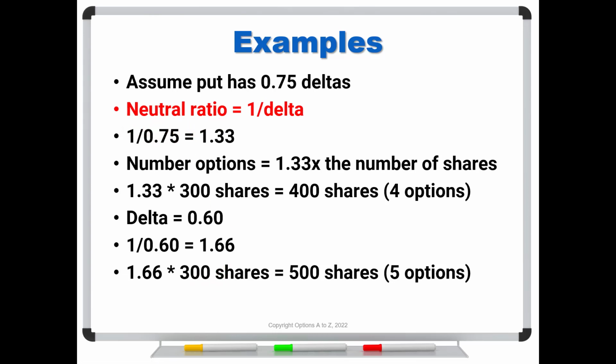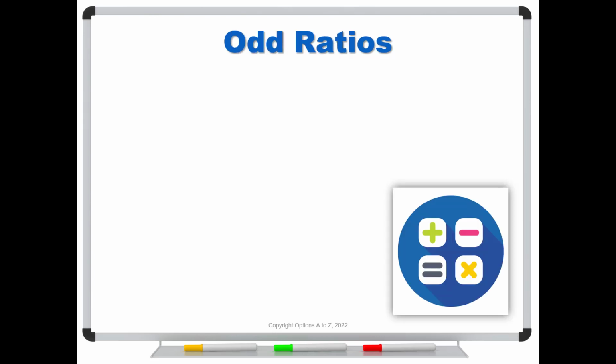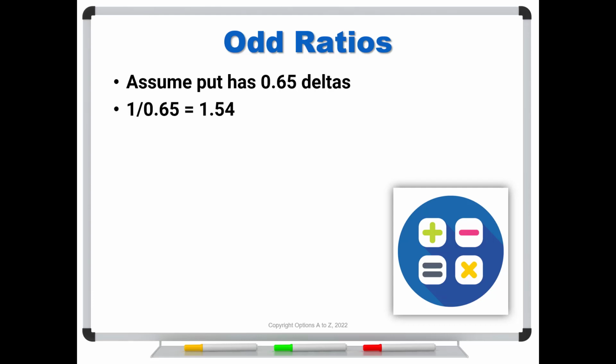Now in this example, I made it work out nice and easy. We've got 400 shares or 4 puts, or 500 shares and 5 puts. In the real world, that's probably not going to work out that clean and neat. So how do you handle it if you end up with odd ratios? Well, let's assume that the put option that you're looking at has a delta of 0.65. Take 1 divided by 0.65, and now we get 1.54. 1.54 times the number of shares that we have, 300, equals about 462 shares. See, it's not this nice round number of 400 or 500.